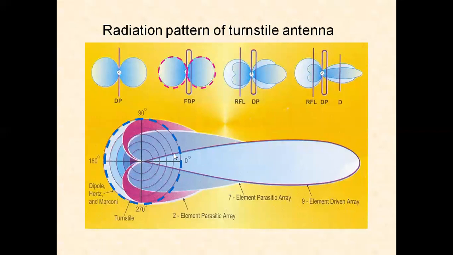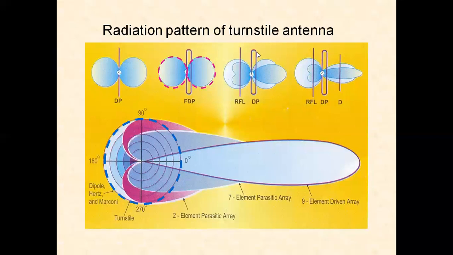This is the radiation pattern of a turnstile antenna. It is almost circular like this. If you take one dipole, this is the figure of 8. If you take a folded dipole, the radiation pattern is also a figure of 8.